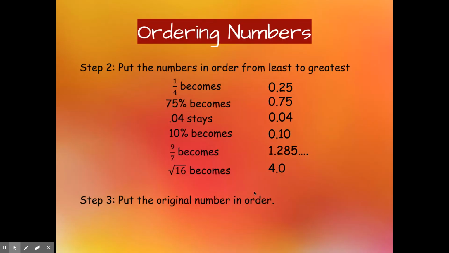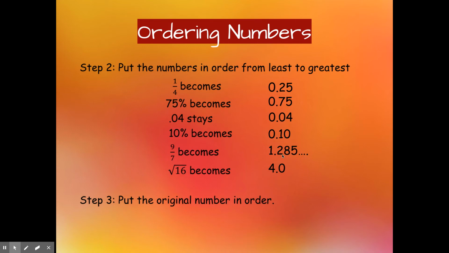Step 2 says we need to put the numbers in order from least to greatest. Remember, the original problem wanted us to go from least to greatest. So here's all my numbers in decimal form, and this is what I'm going to use to order these numbers. I want the smallest number first. If I'm struggling ordering these decimals, think money. Here I've got a quarter. Here I've got 75 cents. Here I've got 4 cents, or just 4 pennies. Here I've got a dime, or 10 cents.